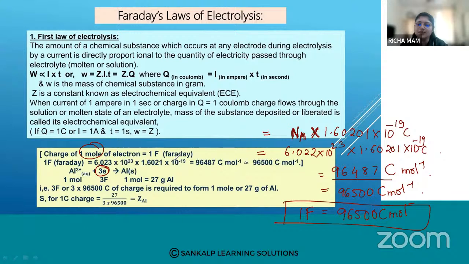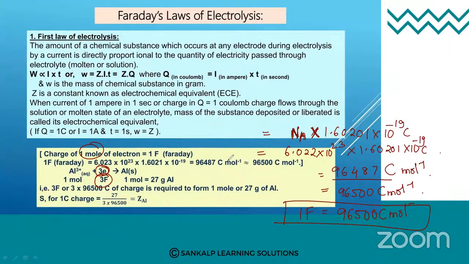So for 1 mole of Al, what is the equivalent weight of Al? It is 27 grams. So 3F, where F is 96,500, is the charge required to form 1 mole, 27 grams, of Al. So one charge is nothing but 27 divided by 3 into 96,500. Like this, you are going to get the value to calculate the Faraday.